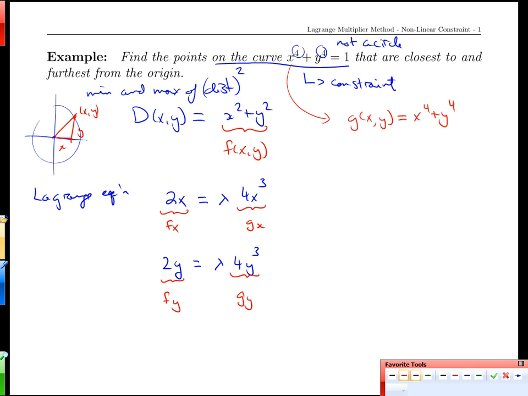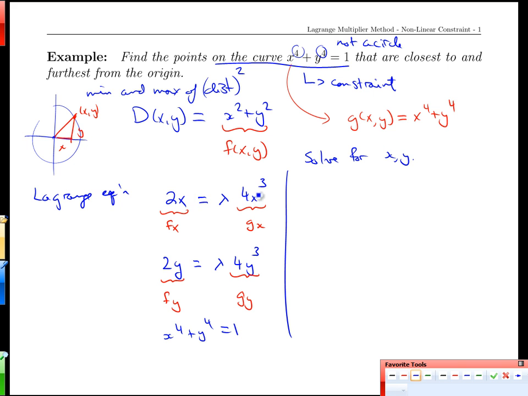There we go. And we need a third equation because we have x, y, and lambda as our unknowns. The last equation that we need is x to the 4 plus y to the 4 equals 1. And that is our set of 3 equations, 3 unknowns we need to solve to identify the closest and furthest points, or the maximum and minimum of our distance function, knowing that we can only walk along points that satisfy that constraint. Okay, so now our goal is to solve for x and y.